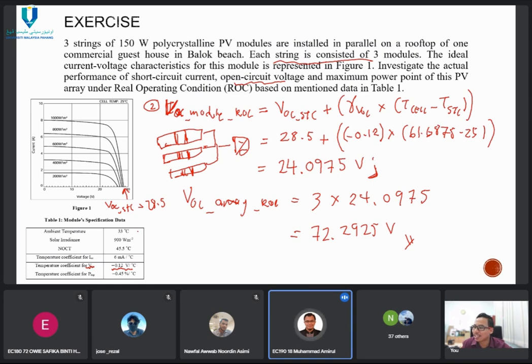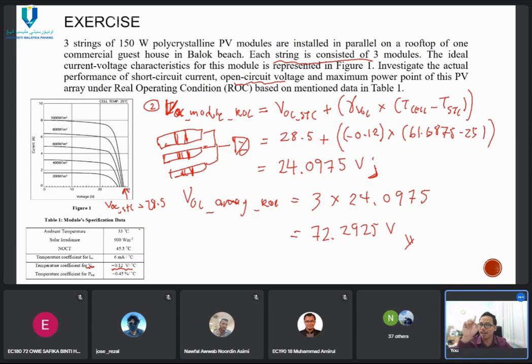Sir, nak tanya sir. Kalau current, kalau series dia akan sama kan sir? Kau ulang balik. Kalau string series, apa yang sama? Current sama, betul. Okay, kalau untuk voltage, kalau di parallel dia akan sama lah setiap voltage tu kan sir? Betul. Untuk voltage sama, betul. Tiga-tiga sama voltage lah. Kalau modulnya sama, if you use the same modules, so total voltage for each string must be same.